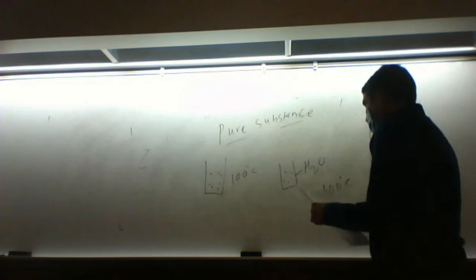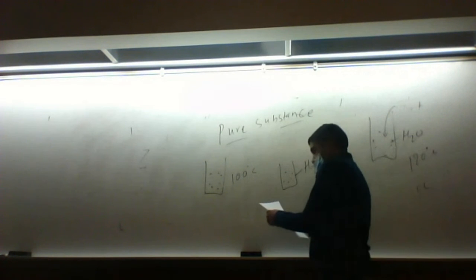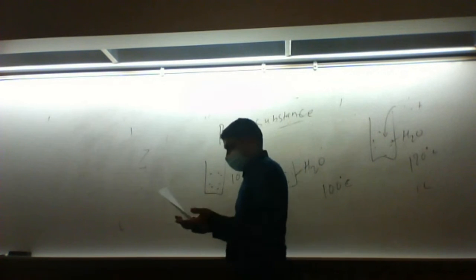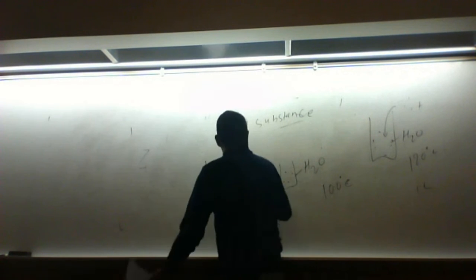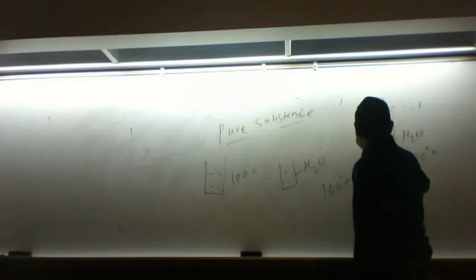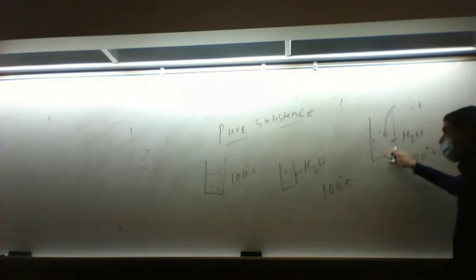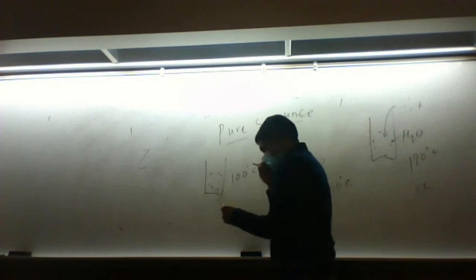Now, a pure substance can be an element or a compound. Water is a compound. So if it boils at 100 degrees centigrade, it is pure water. But if it boils below 100 degrees centigrade or above 100 degrees centigrade, that's not pure water. Yeah? Good.